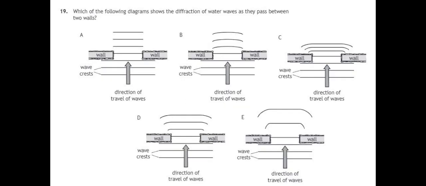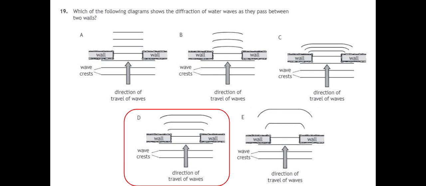Number 19. Which of the following diagrams shows the diffraction of water waves as they pass between 2 walls? Okay, so the answer is D. The reason it is not any of the others, it is not A, because A does not show diffraction happening. It just shows the wave being blocked by the walls. B sort of shows diffraction happening, but it doesn't show the waves spreading out as they go past the wall. It also does not show a flat section along the wave front.